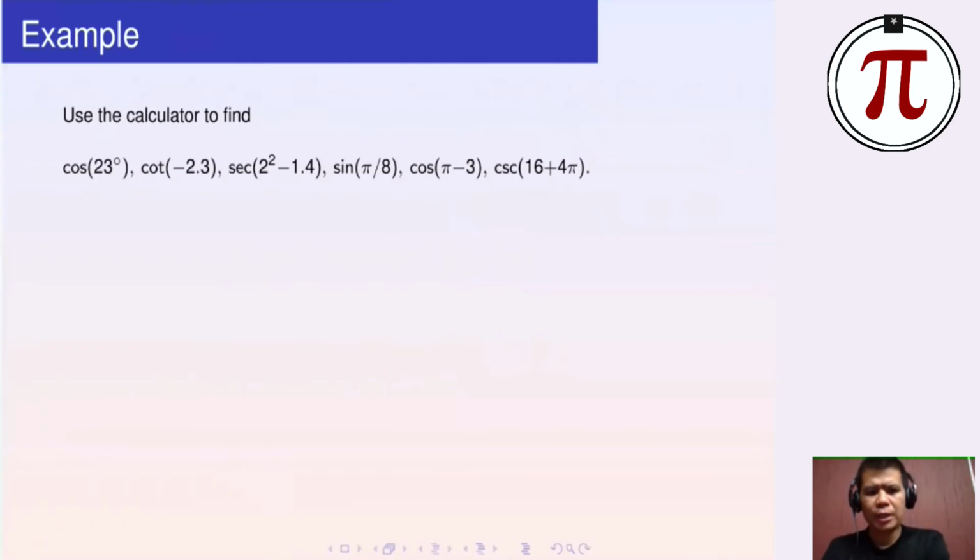Now let's use the calculator to find these values. First, cosine of 23 degrees. Anybody remember how to do that in degrees? Cosine, then the second function, angle, and set degrees. The answer is 0.9205.